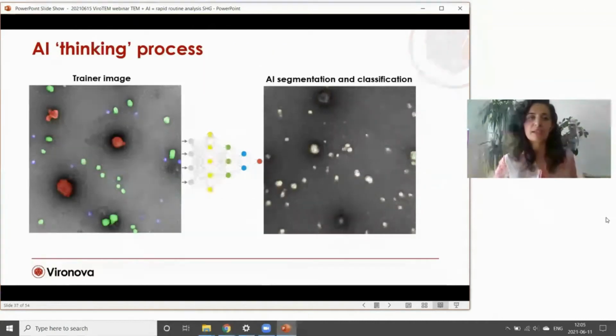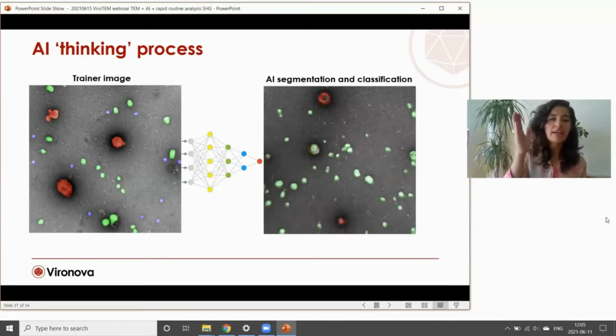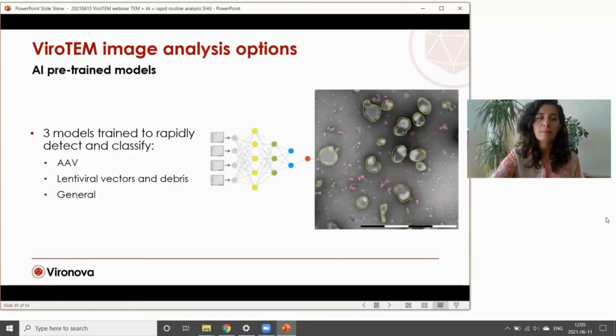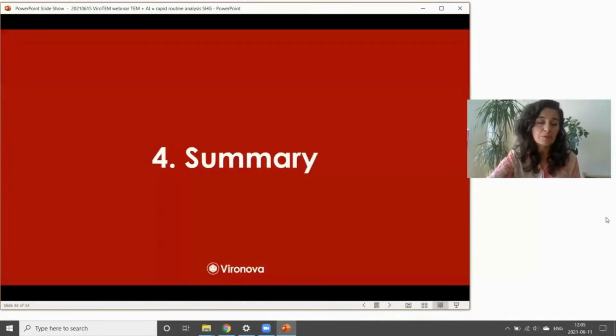And the result: here is an image to the left that's been trained. We've given it training on 3 different particles. And then to the right, this is an image that the CNN is seeing for the very first time, and it's doing a really good job, I think, at detecting and identifying these different particles. And you get this AI with the ViroTEM system. It's got 3 pre-trained models, one for AAV, one for lentiviral vectors, and a general one for roundish particles.